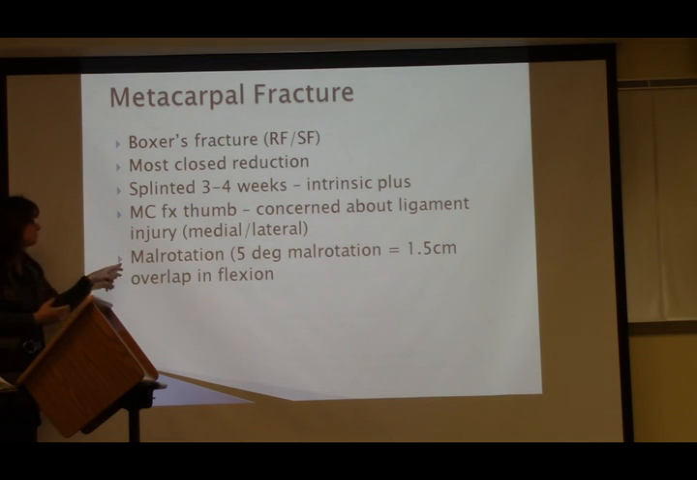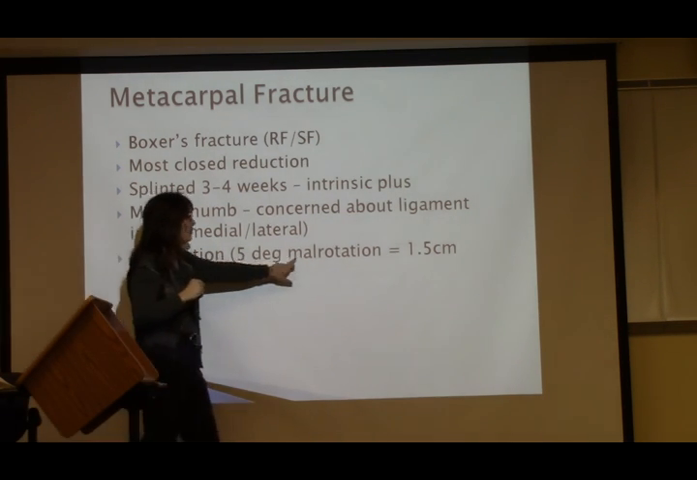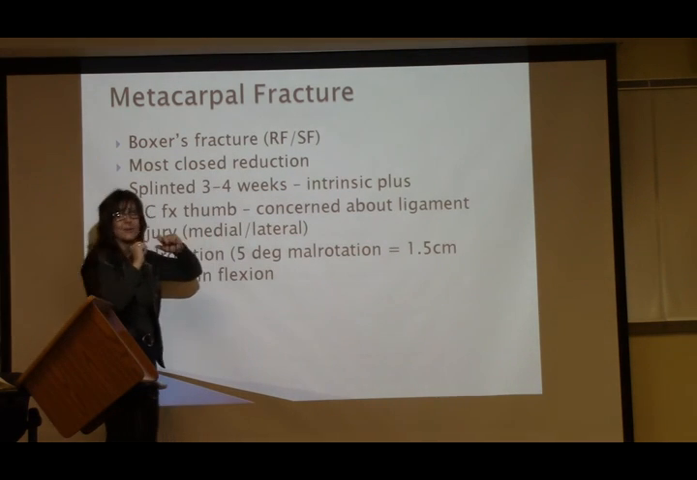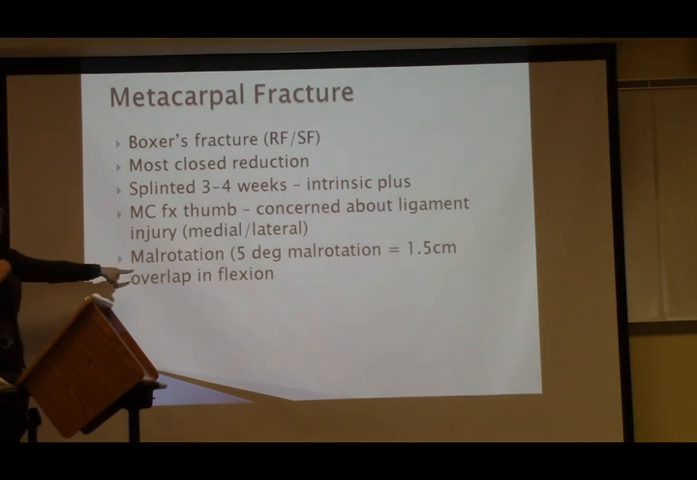And as we started to get more range of motion, I noted pretty quickly that she was malrotated, which means her fracture healed with the bone rotated slightly. And 5 degrees of malrotation equals, which is not very much, 1.5 centimeters of overlap when the fingers come down into flexion, which is a huge functional implication and drives people crazy, right?